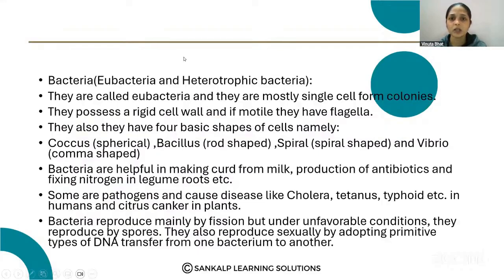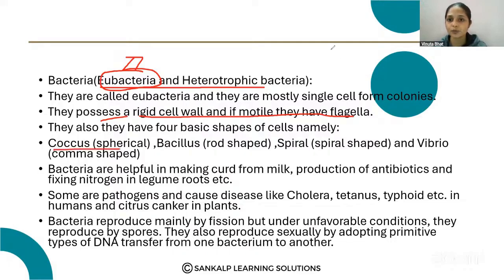Then bacteria, that is eubacteria and heterotrophic bacteria, are called true bacteria. So in the Monera kingdom, you find the archibacteria, that is the primitive type, and the cyanobacteria, as well as the bacteria, that is the eubacteria and the heterotrophic bacteria, called true bacteria. They possess a rigid wall and flagella. Based on shape, these bacteria are classified into different types.